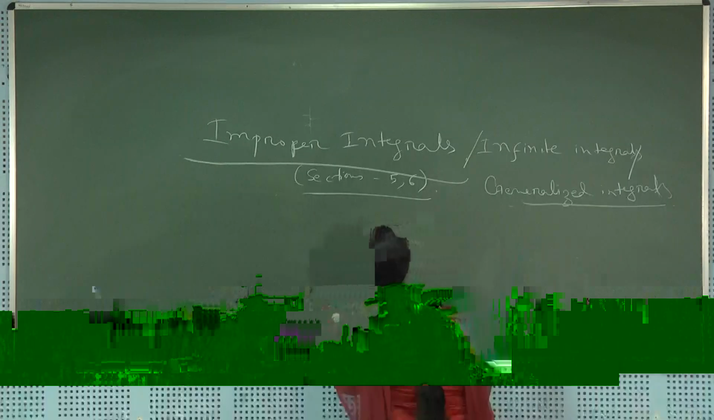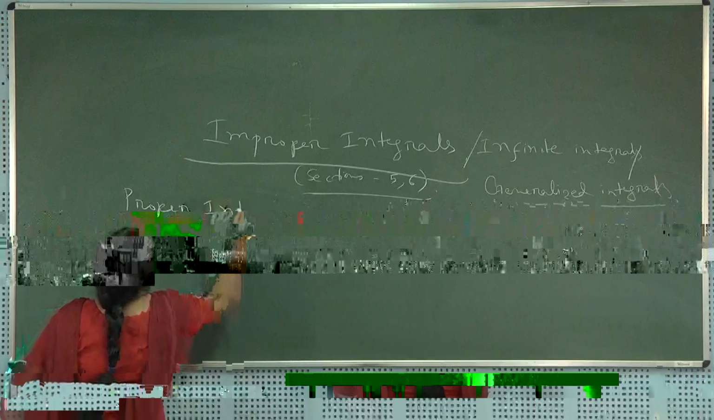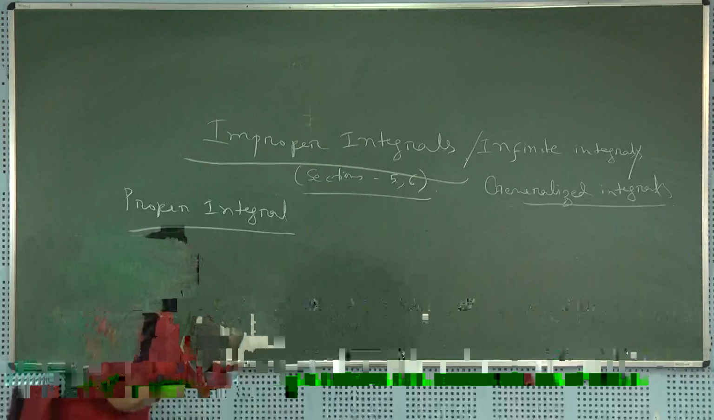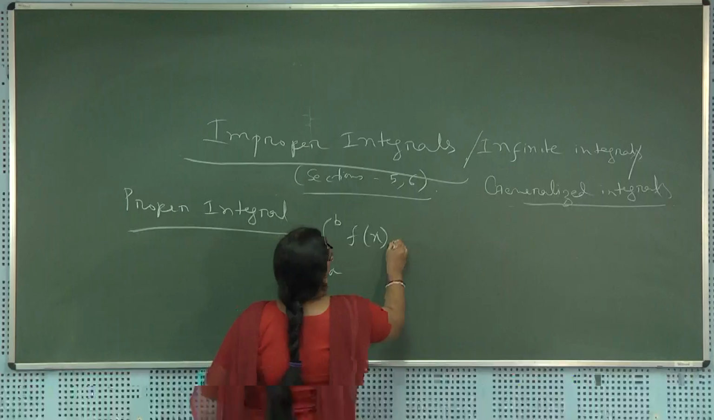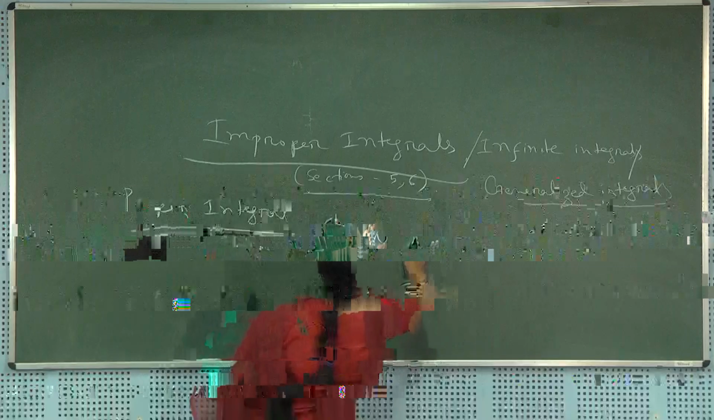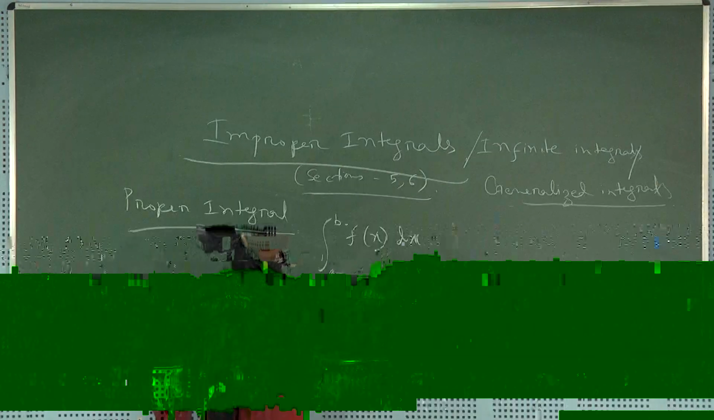Improper integral has two more names. It is called infinite integrals or generalized integral. So, first of all, what is the proper integral? Any integral from a to b f x dx is called a proper integral if the lower limit and the upper limit are finite, and f x is bounded throughout a b.